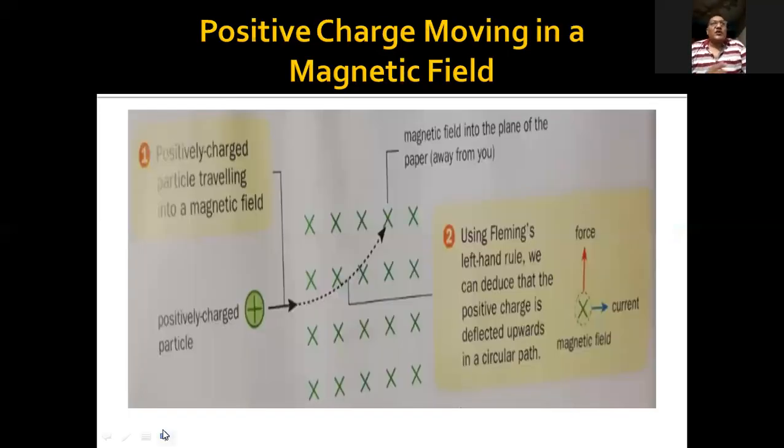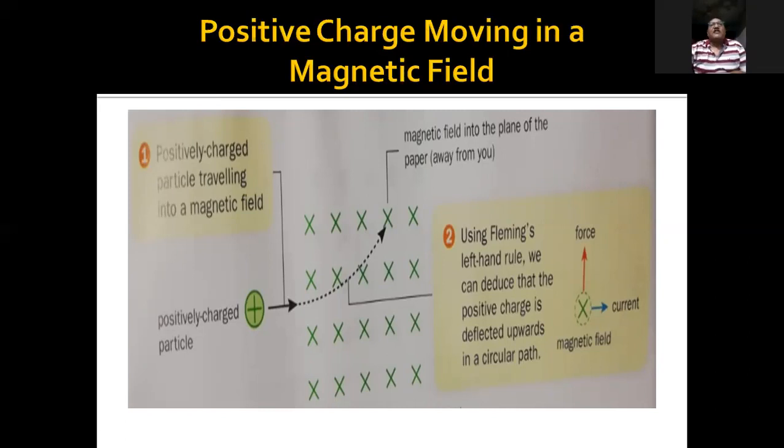Here we have a positively charged particle that was projected, and here we have a magnetic field represented with crosses. When I represent the magnetic field with crosses, it means that the magnetic field is into the page. So apply the left-hand rule again. FMC: the magnetic field is into the page. The positive charge, or conventional current, is going towards the right of the screen. The thumb of my left hand is pointing in the upward direction.